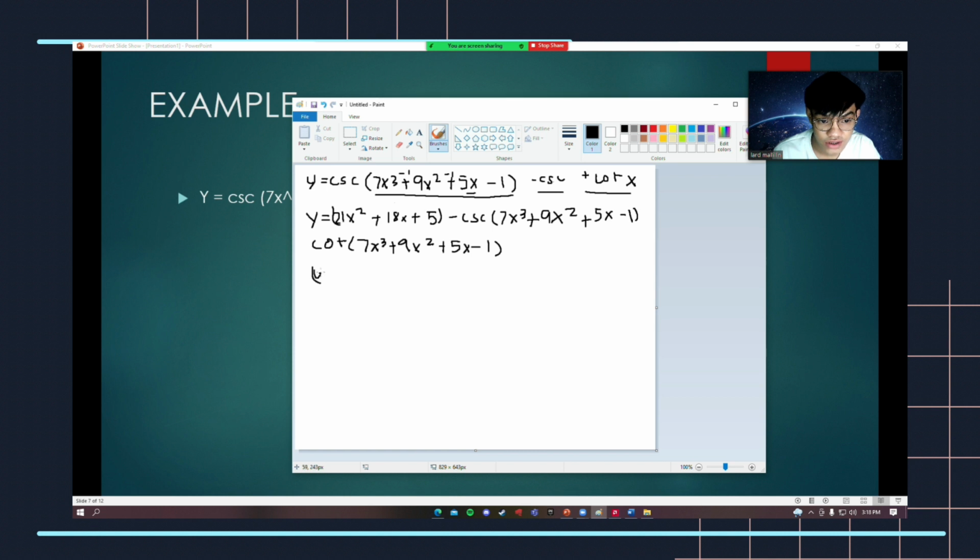y prime equals negative 21x squared plus 18x plus 5, cosecant of 7x cubed plus 9x squared plus 5x minus 1, cotangent of 7x cubed plus 9x squared plus 5x minus 1. So here's the final answer.